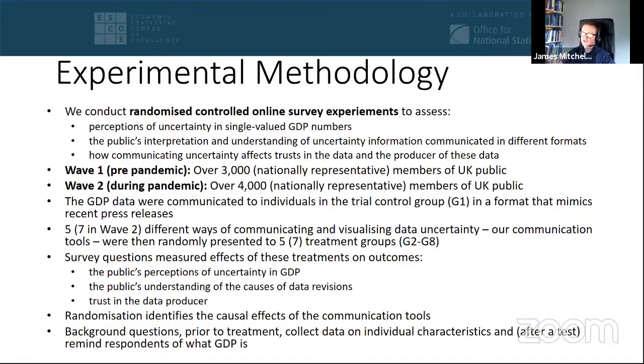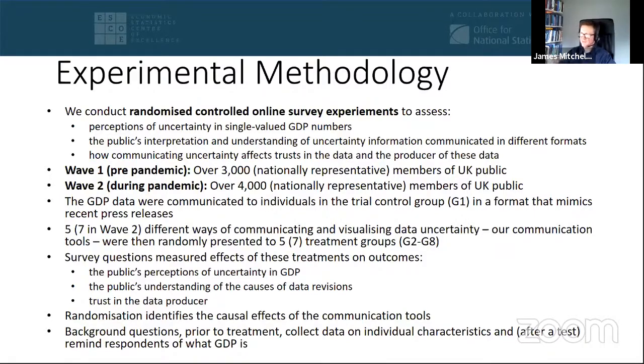And secondly, and importantly, exploiting the randomized nature of the trial, what we're going to do is split the public into different treatment groups. A control group is effectively presented with the current ONS, or something that mimics the current ONS GDP press release. That's what's given to the control group. And to the treatment groups, we present alternative ways of qualitatively and or quantitatively communicating data uncertainty.